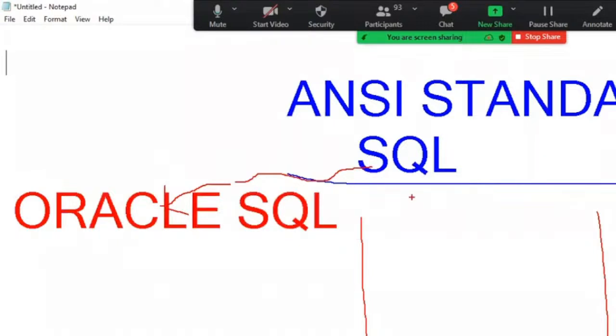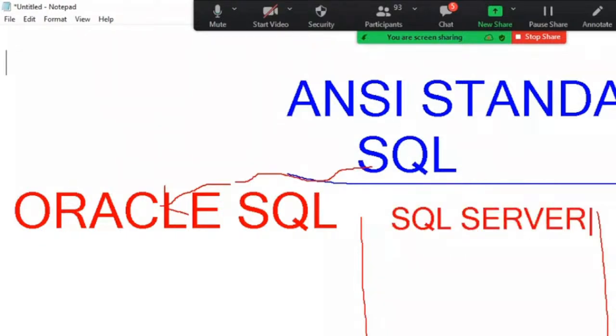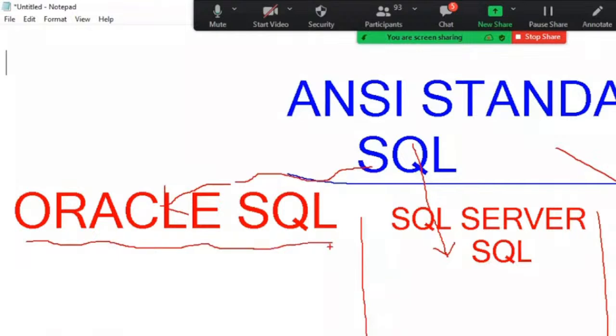That is important, and many fellows don't know. Again, SQL Server, a Microsoft product, created their own SQL from this ANSI standard that is called SQL Server SQL. MySQL also created their own SQL language from this ANSI standard that is called MySQL SQL. That's why in our class we are learning Oracle SQL.